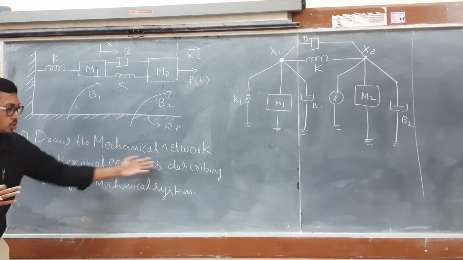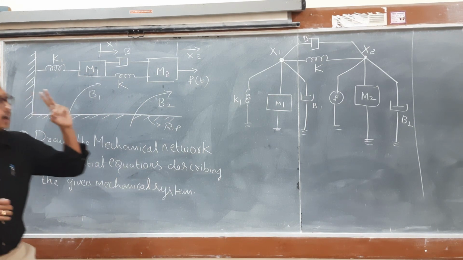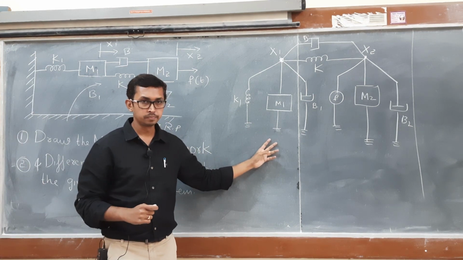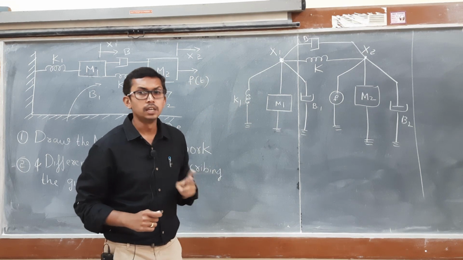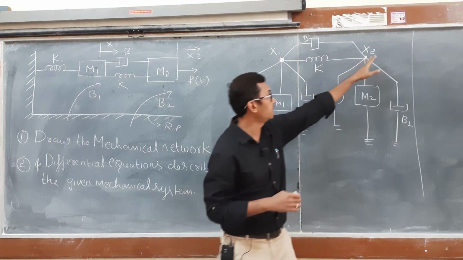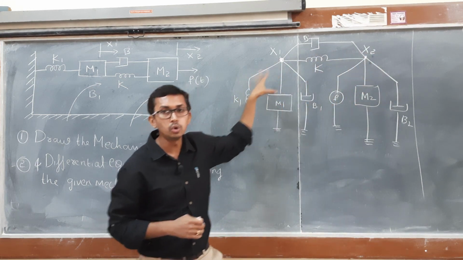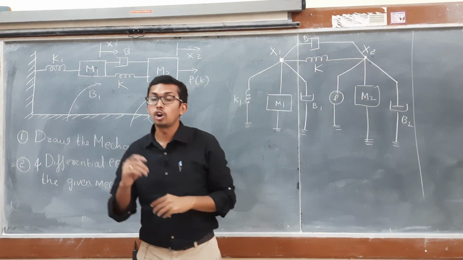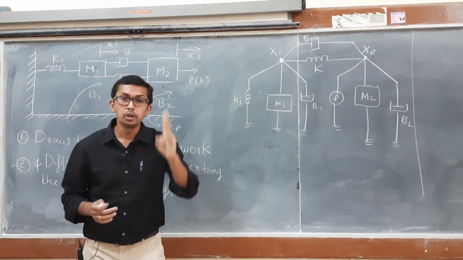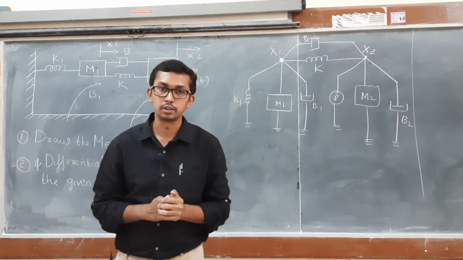We need to write the differential equations. After writing this mechanical network, we came to know how many nodes there are. There are 2 nodes. Which are those? x1 and x2. Therefore, how many differential equations will there be? There will be 2 differential equations.